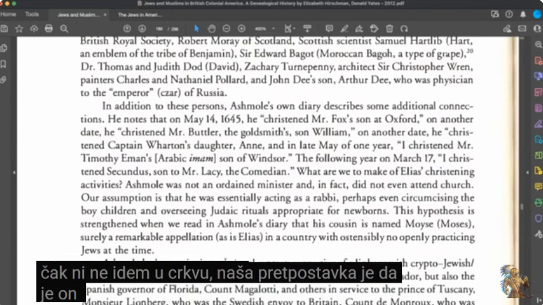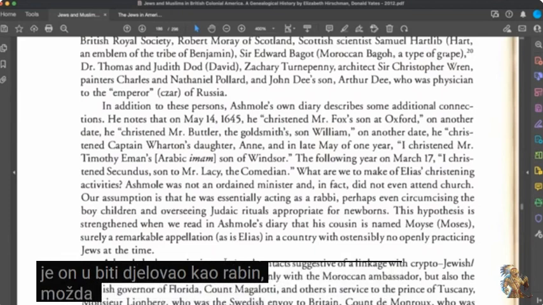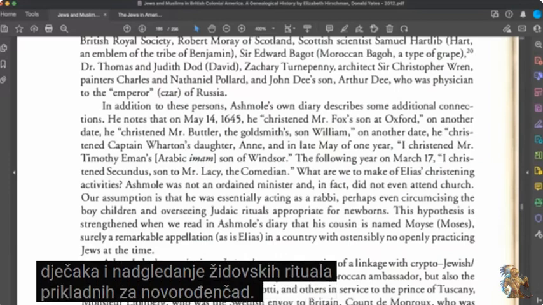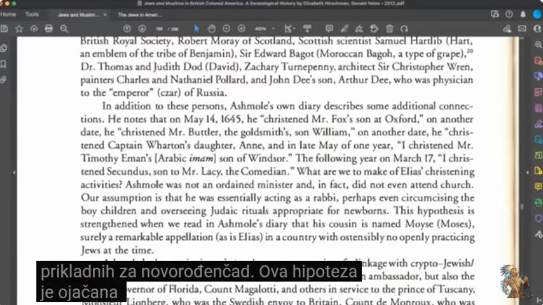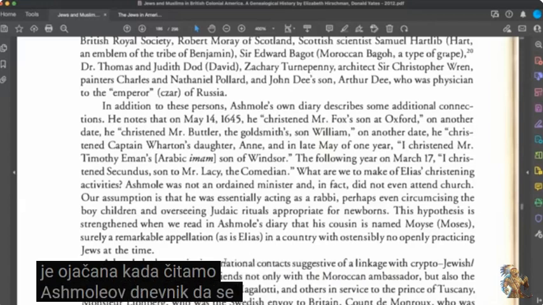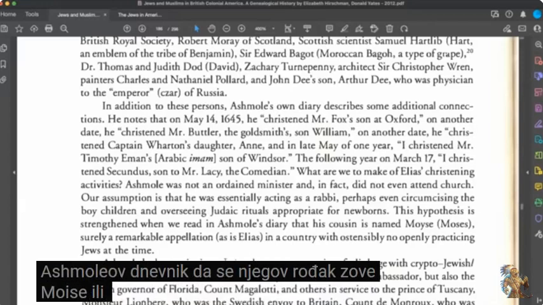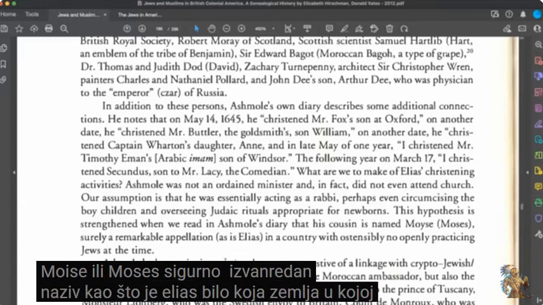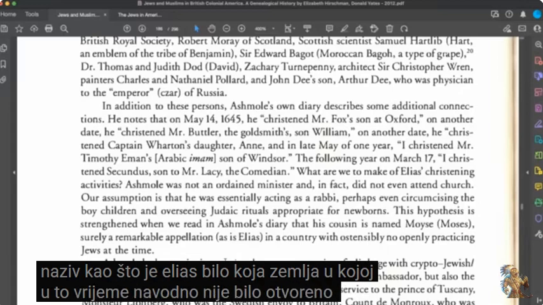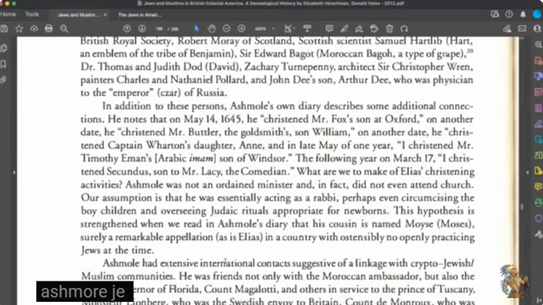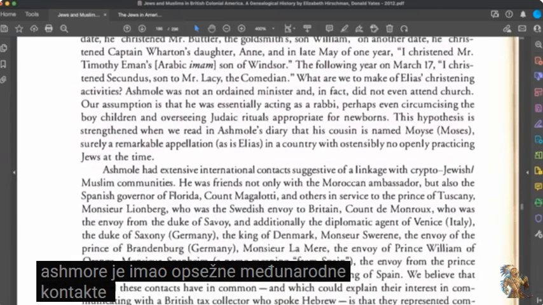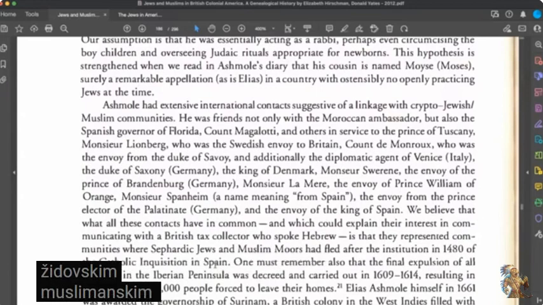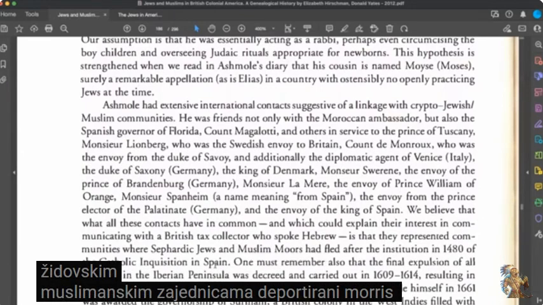Our assumption is that he was essentially acting as a rabbi, perhaps even circumcising the boy children and overseeing Judaic rituals appropriate for newborns. This hypothesis is strengthened when we read in Ashmole's diary that his cousin is named Moise or Moses, surely a remarkable appellation as is Elias, in a country with ostensibly no openly practicing Jews at the time. Ashmole had extensive international contacts suggestive of a linkage with crypto-Jewish Muslim communities, the Port and Moorish Jews.